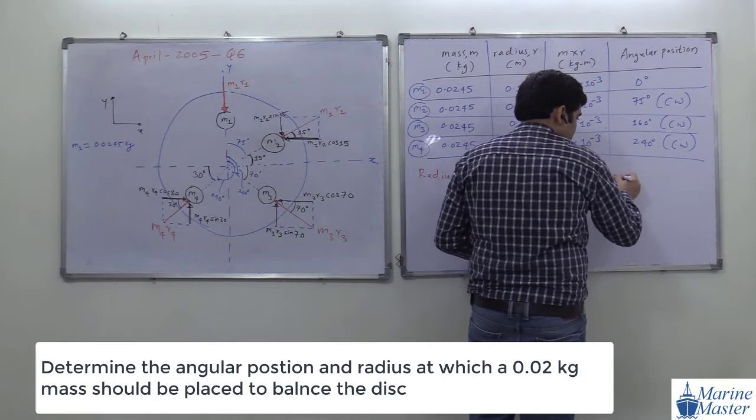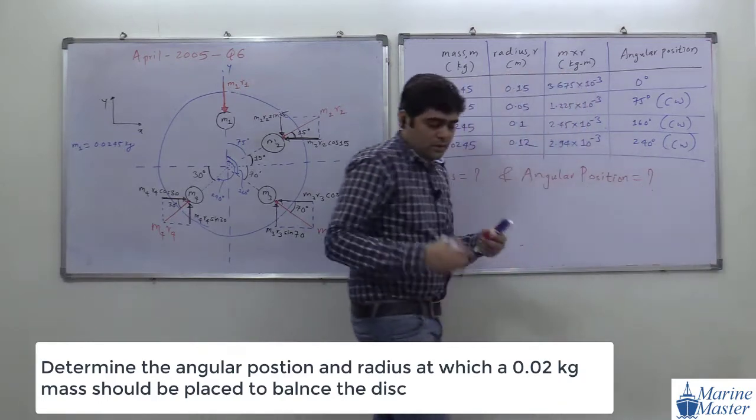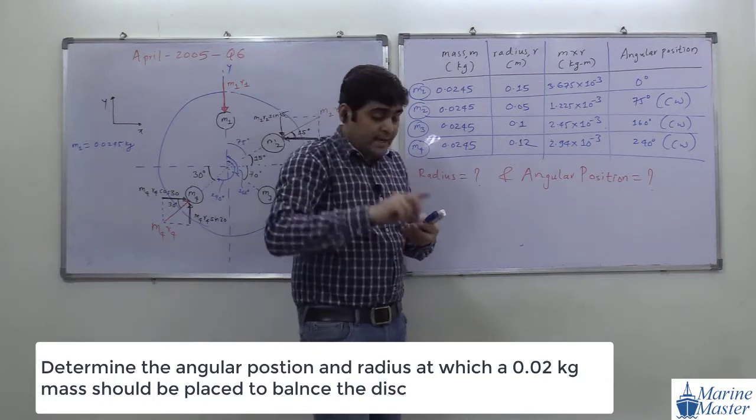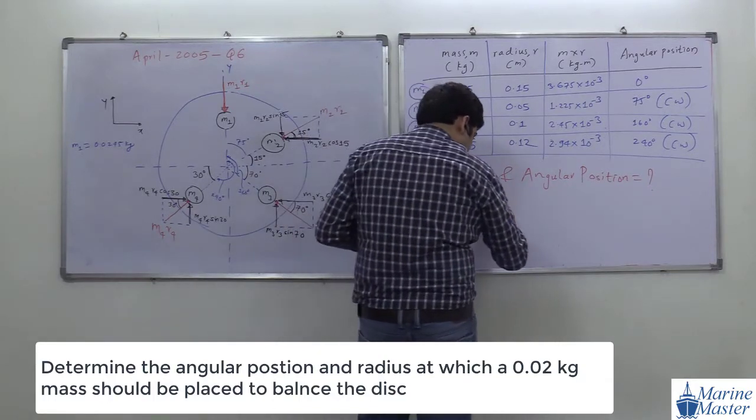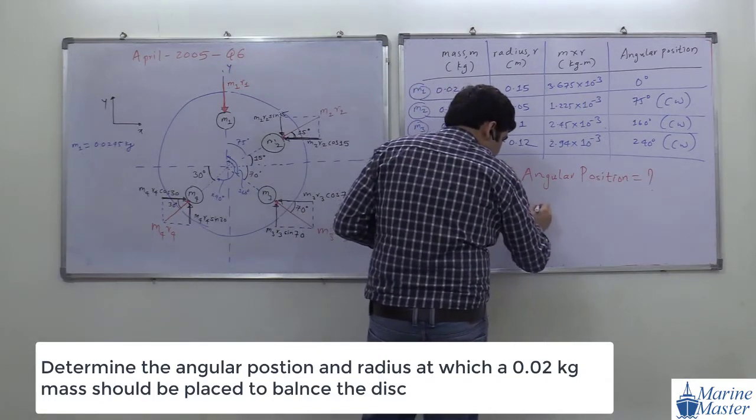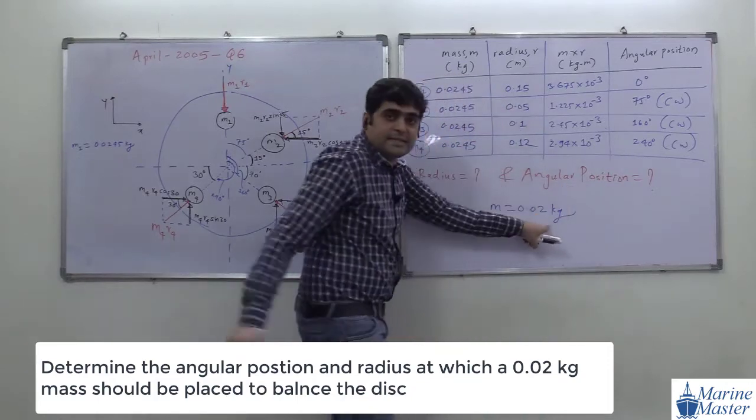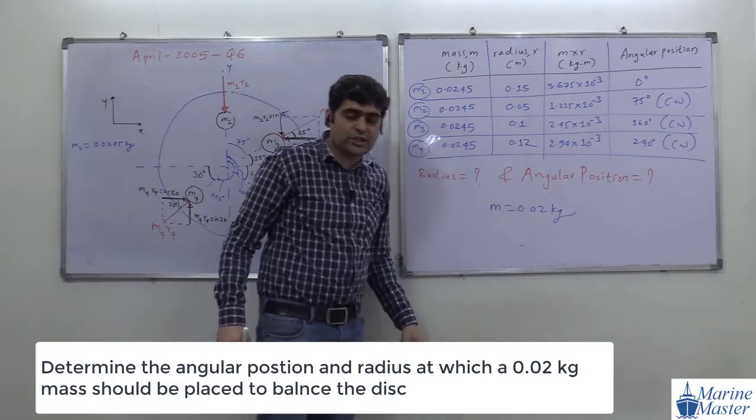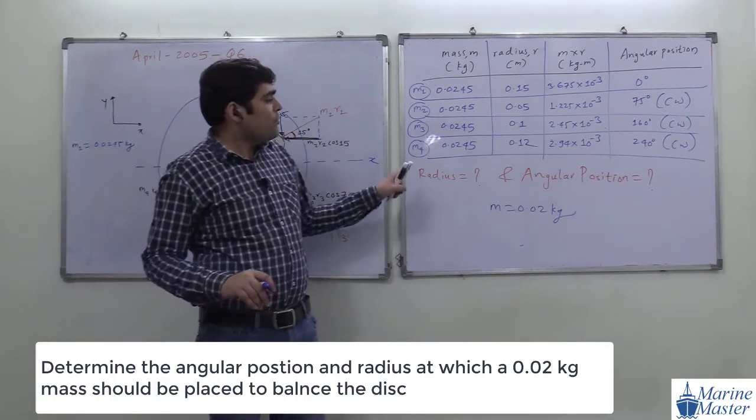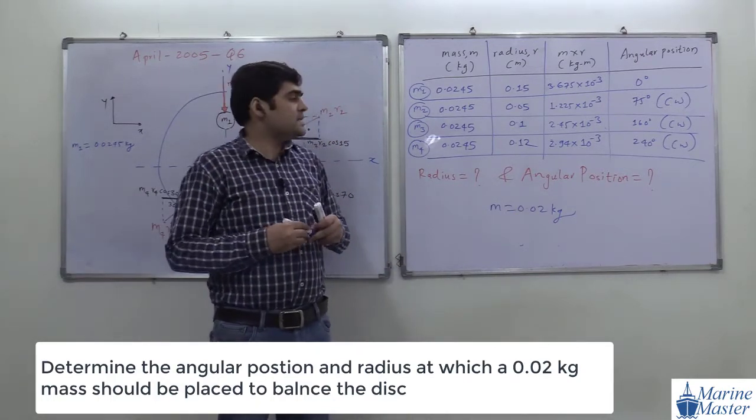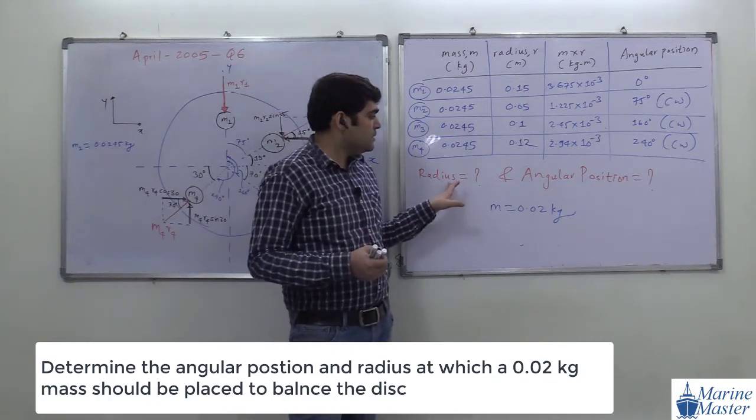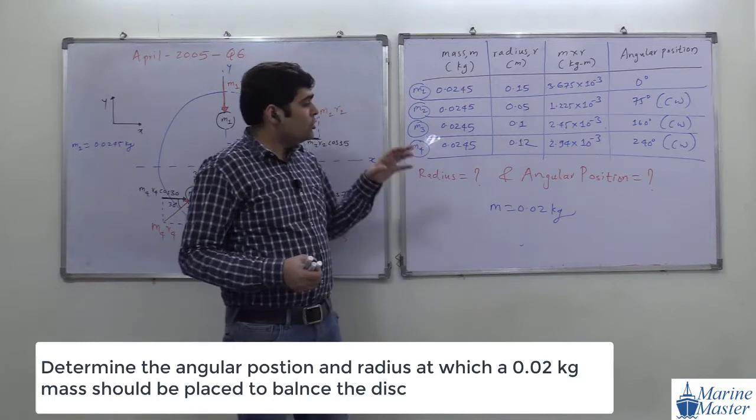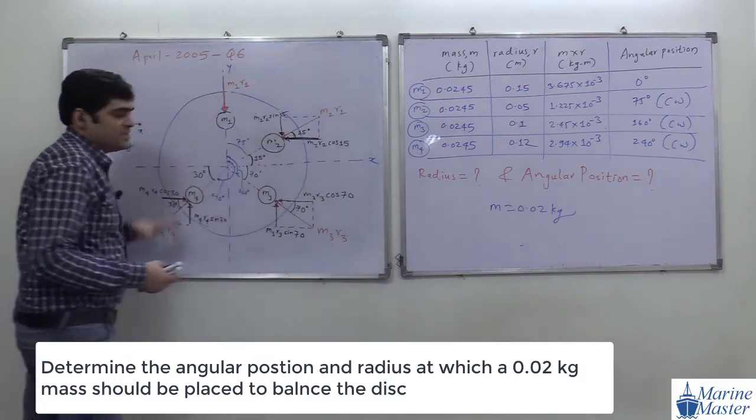Angular position of what? We are adding some external mass m. M is what? 0.02 kg. Check it once again. Is it 0.02 kg? We are adding m is equal to 0.02 kg. So what they are asking us is at what location we have to place this, at what radius and what will be its angular position, so that this system will become balanced.